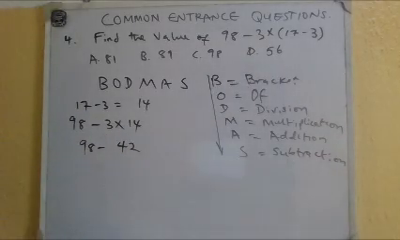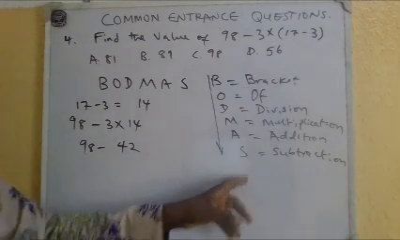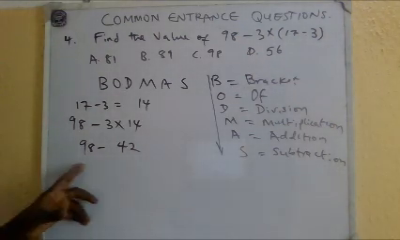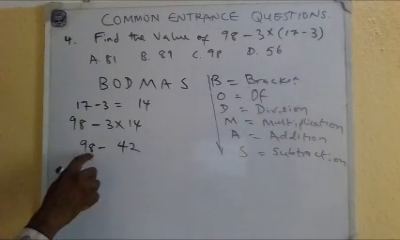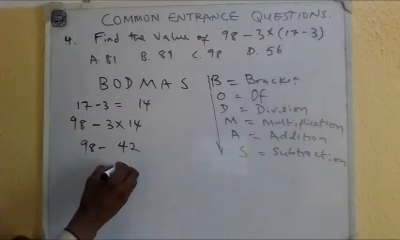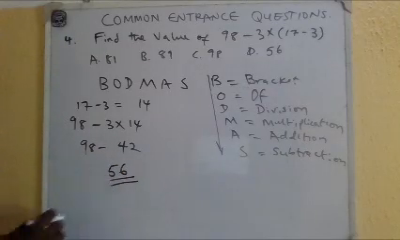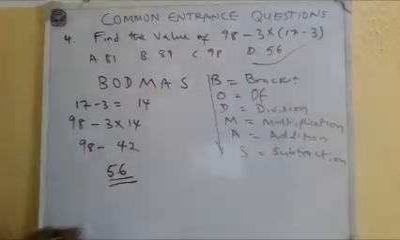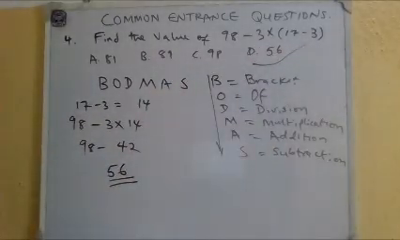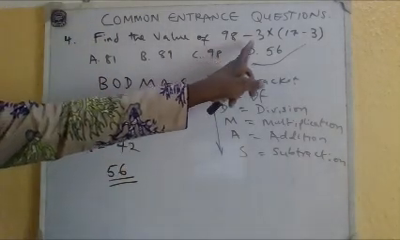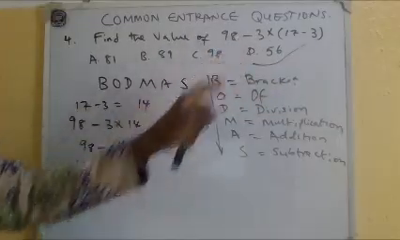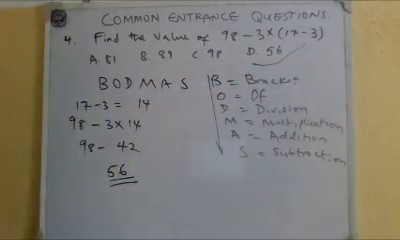At this point, you now do the last one, which is subtraction. So 98 minus 42. 8 minus 2 is 6, and 9 minus 4 is 5. So the answer is 56. 56 is D. That's the answer. So always follow BODMAS when you see an expression that has many operations inside of it.